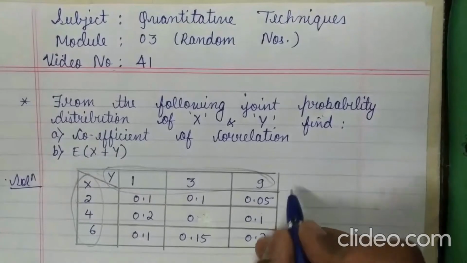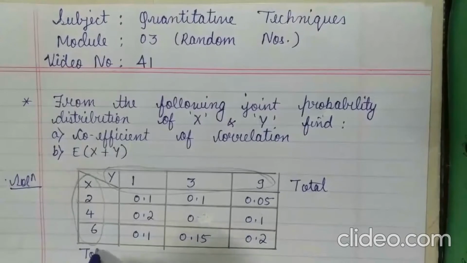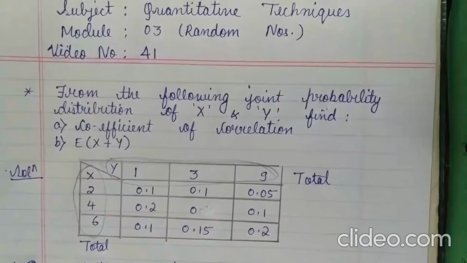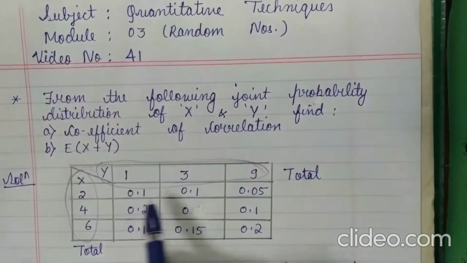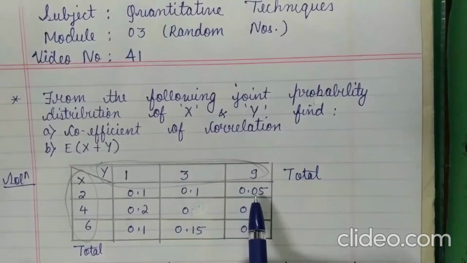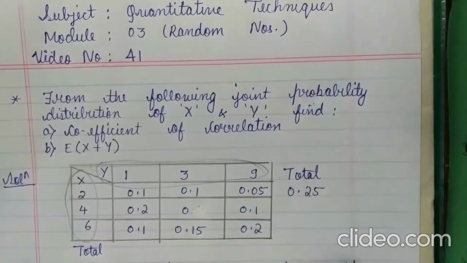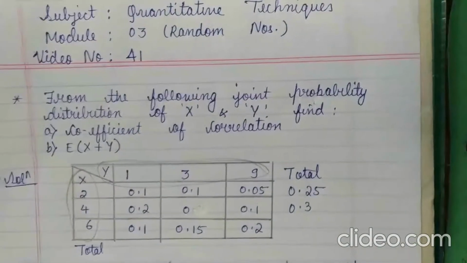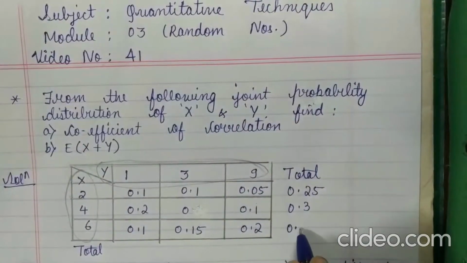I'll start the solution here itself. Solution, write total. So now you have to find out the total of the rows and the columns. So 0.1 plus 0.1 plus 0.05, use your calculators, it will become 0.25. Add up this, you will get 0.3. Add up these, you will get 0.45.